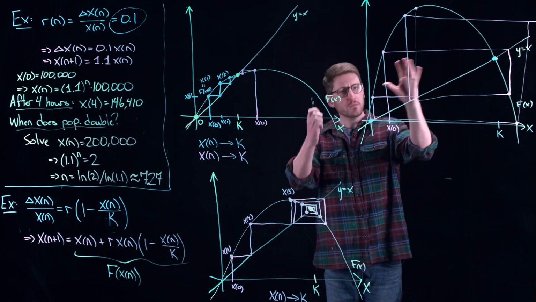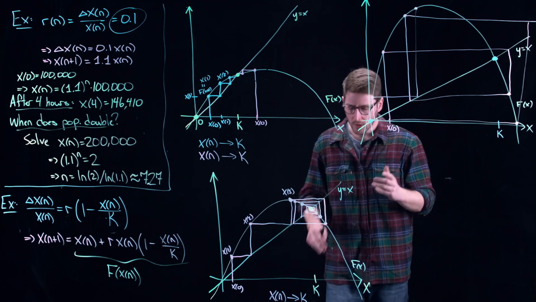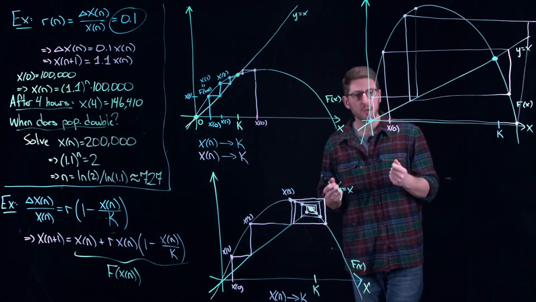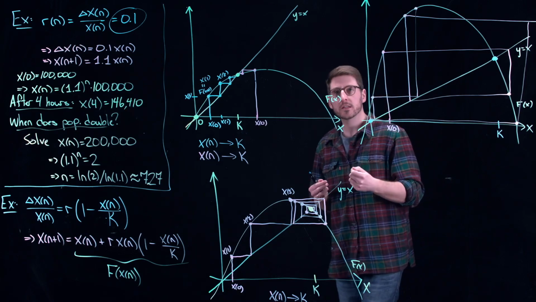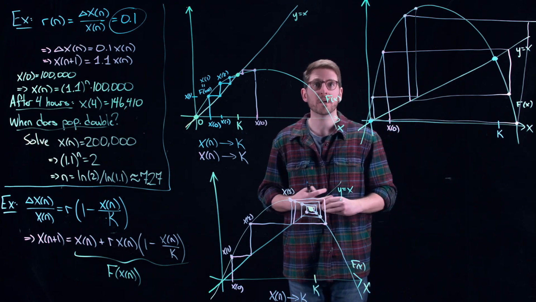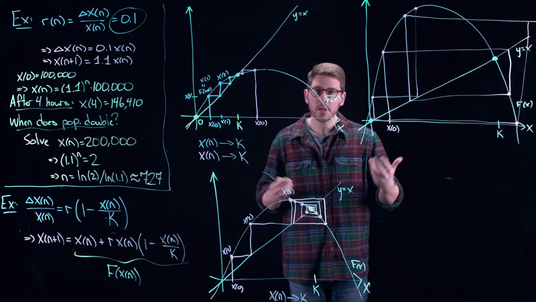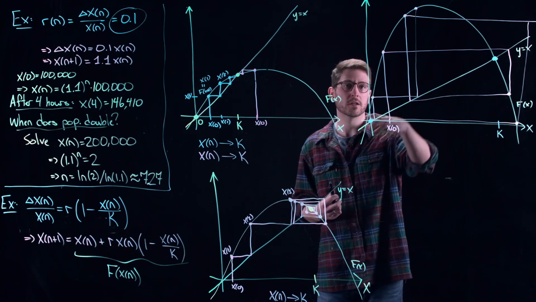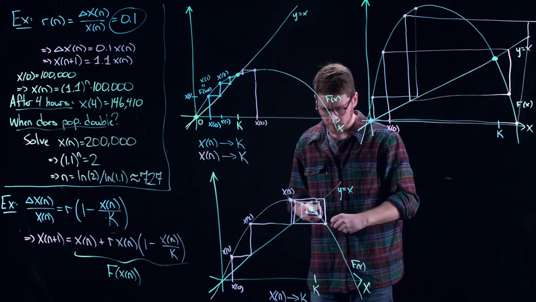So again, my pictures don't do it justice. I want you to try and actually do this for yourself. Use the link in the description. Actually pick a bunch of values of R, iterate it up, take some little initial conditions, maybe start really, really close to 0, and see what happens to your yeast population.